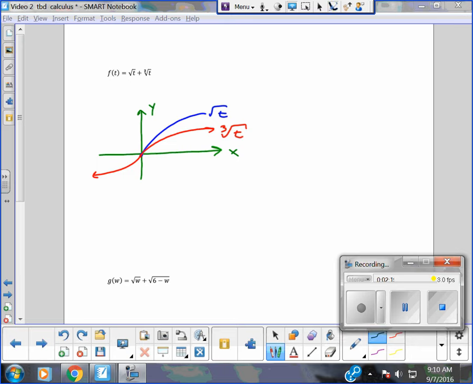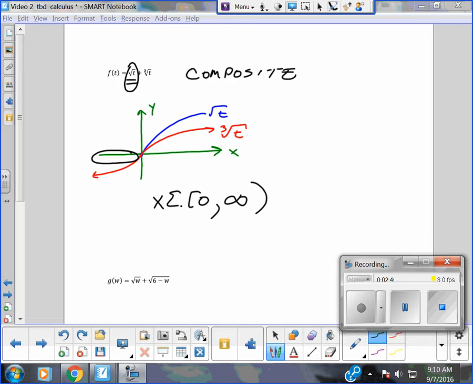Well, you are limited by the smallest domain, and the smallest domain is this one. So this time, x is an element starting at 0 and going to infinity. We can't use negative numbers because this part of the composite function is limited. Now, I agree it's 2 roots, but they're combined.